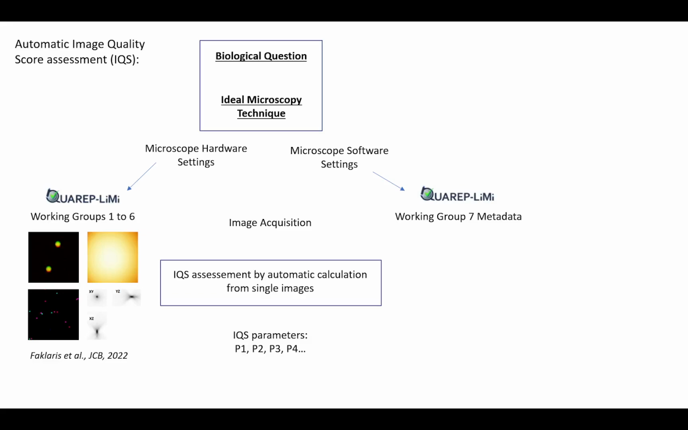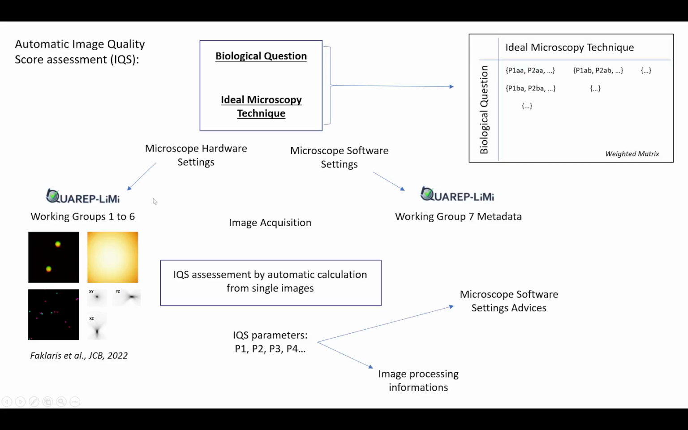Then, following image acquisition, several parameters are calculated to describe the quality of each individual image. These three scores, image quality control, metadata, and quality score, establish an overall image quality score that can be used to help adjusting acquisition settings or as an input parameter for image processing, for example. The global vision we have is to consider establishing a matrix that would have as input the most common biological problems and associated microscopy techniques that would guide users to the optimal microscope settings.